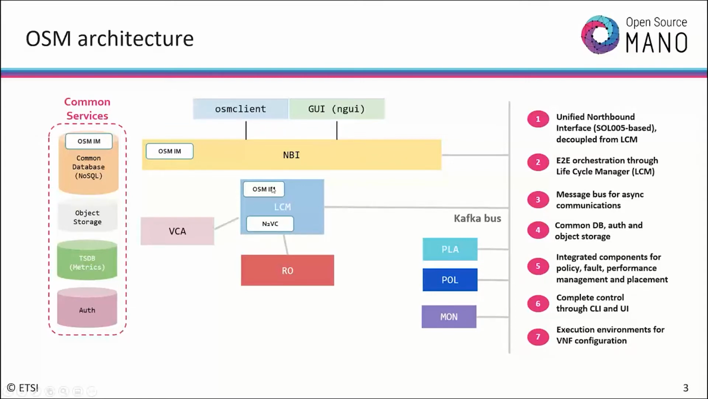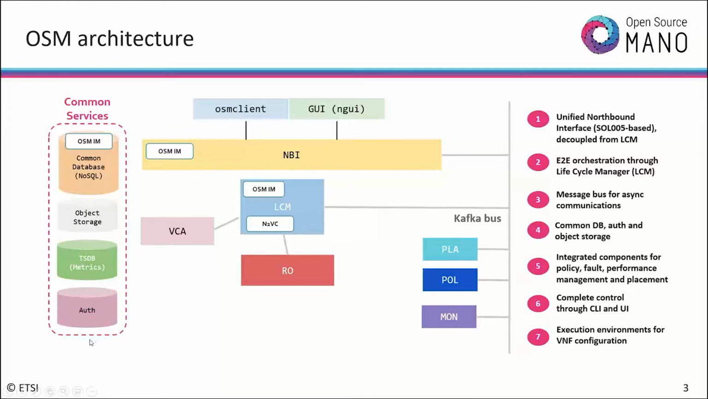All the end-to-end orchestration happens through the lifecycle manager. There is a message bus, a Kafka bus, for communications between the modules. Still, there are some direct communications between LCM and VCA and LCM and RO. We have a common database, auth, and object storage. Almost everything is in the common database: the descriptor information, the instantiation information, the K8s cluster information, VIM information. The object storage is where any artifact in a package is stored.